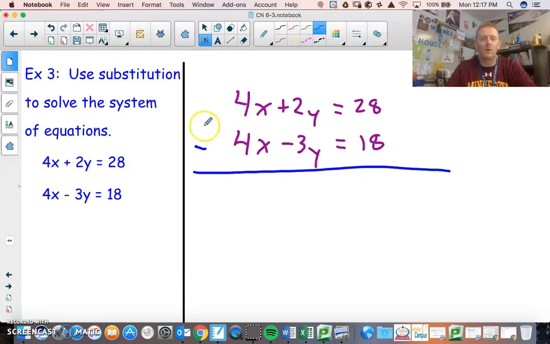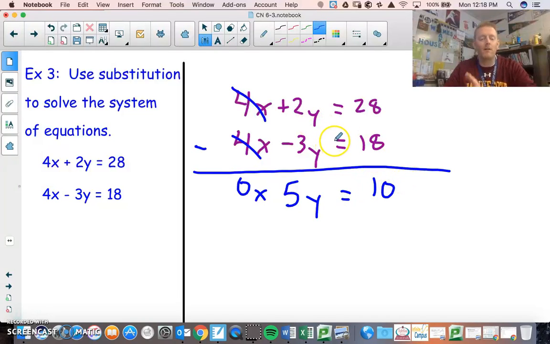So this says 4 minus 4, which is 0. So I have 0x, just what I wanted to have happen. This says a 2 minus a negative 3. Minus a negative means plus, so it ends up being 2 plus 3, which gets us to a 5y. And this says 28 minus 18, which is then 10.